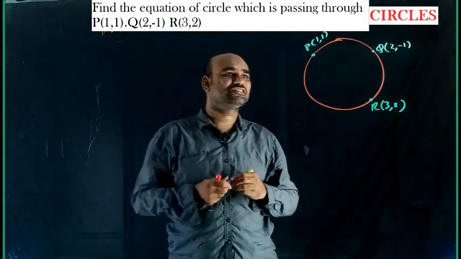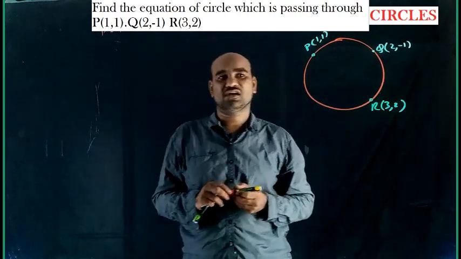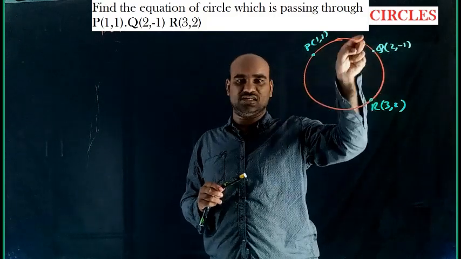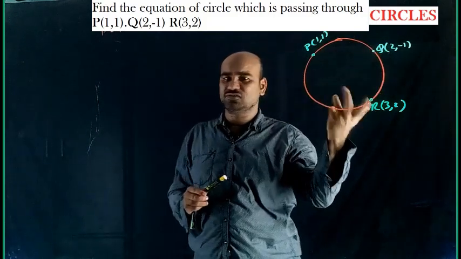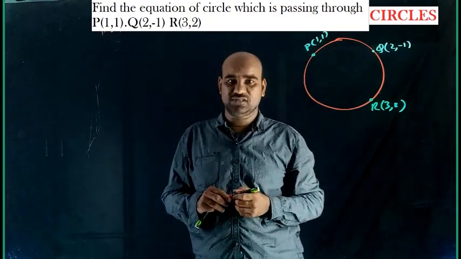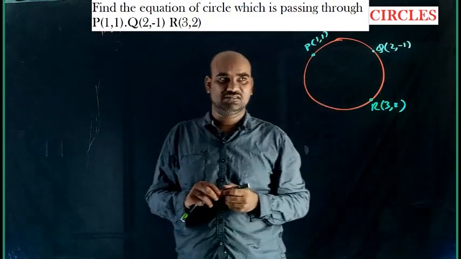You can say that these 3 points are concyclic points. The points lying on the same circle are called concyclic points. Now you want to find the equation of the circle. If you know the center and radius, you can find it. I already explained 3 methods, so I want to use the first method. I want to find the center of the circle.